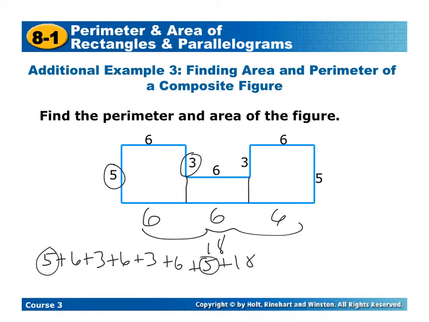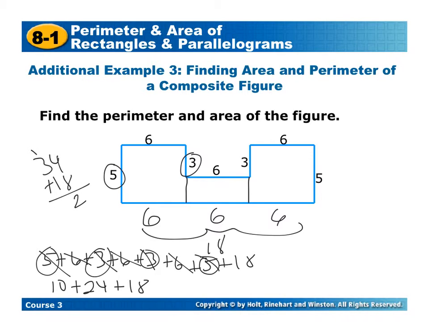Now 5 and 5 are going to make 10. 6 and 6 is going to be 12, but 3 and 3 makes another 6. So we have 6, 12, 18, 24 plus 18. So 10 plus 24 is 34. And then we have 34 plus 18, which gives us 52. So the perimeter is going to equal 52 units.